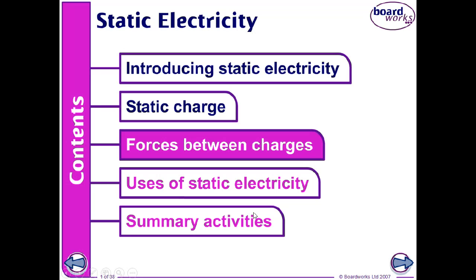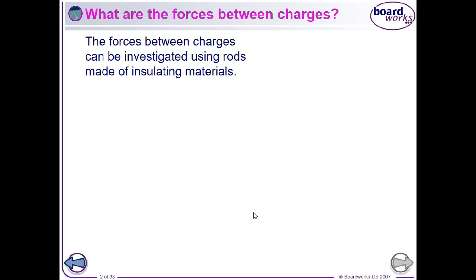Okay, so now we're going to talk about forces between charges. There are forces between the different charges. For example, if your hair has accumulated a positive charge, then each of the hairs on your head is positively charged, and those positively charged hairs, the same charge, positive and positive, will repel.